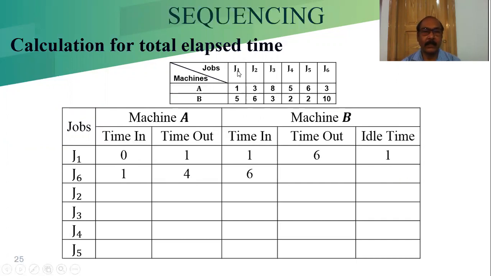See, this is our given table. From here we can get the processing time in machine A and machine B, and this is the job sequence. So first we have to complete J1 passing through machine A and machine B. When a job starts, we consider the start time as 0, and the processing time is 1 hour. So 0 plus 1. Job 1 will be complete in machine A after 1 hour. So this is the time out. Time in starts from the 0th hour, so it will be complete in the 1 hour.